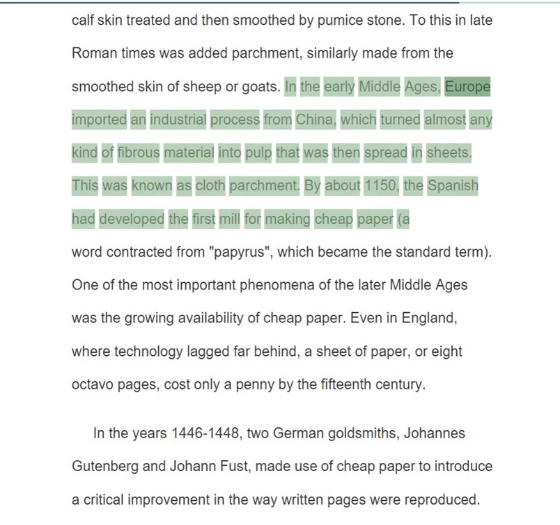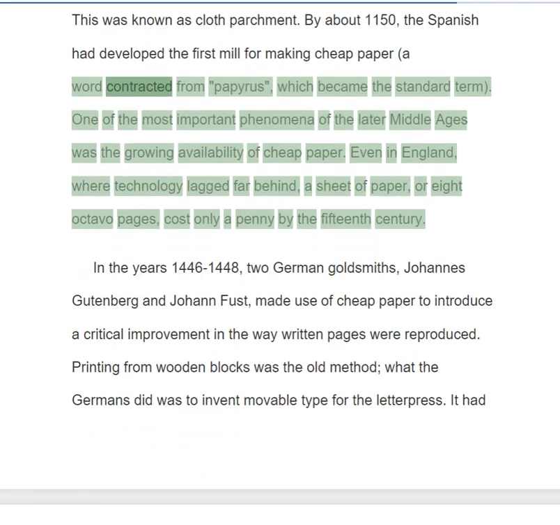In the early Middle Ages, Europe imported an industrial process from China, which turned almost any kind of fibrous material into pulp that was then spread in sheets. This was known as cloth parchment. By about 1150, the Spanish had developed the first mill for making cheap paper, a word contracted from papyrus, which became the standard term. One of the most important phenomena of the later Middle Ages was the growing availability of cheap paper. Even in England, where technology lagged far behind, a sheet of paper, or 8 octavo pages, cost only a penny by the 15th century.